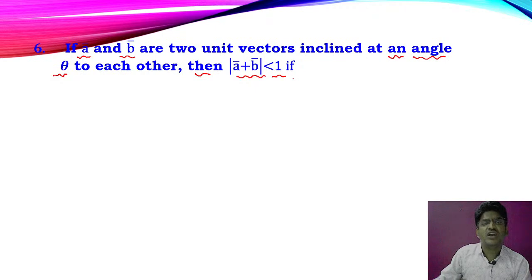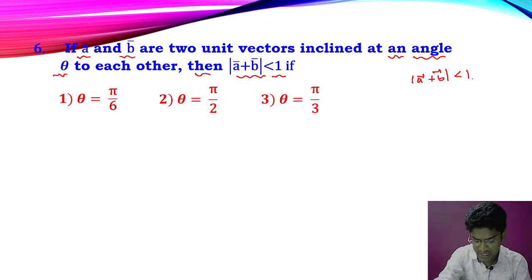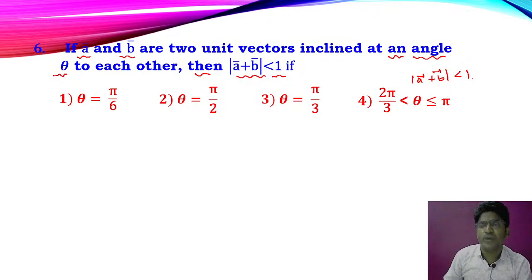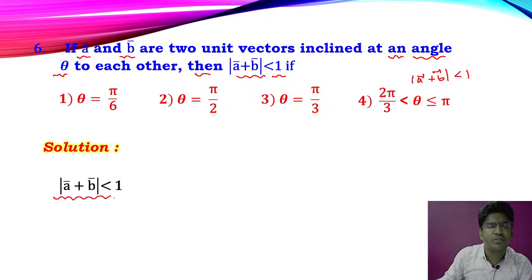So they are asking when the mod of vector A plus vector B is going to be lesser than 1. Option 1 is pi by 6, option 2 is pi by 2, option 3 is pi by 3, option 4 is theta greater than 2 pi by 3 and lesser than pi. First, I will take mod of vector A plus B lesser than 1.